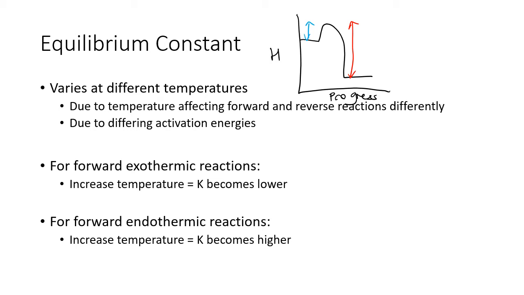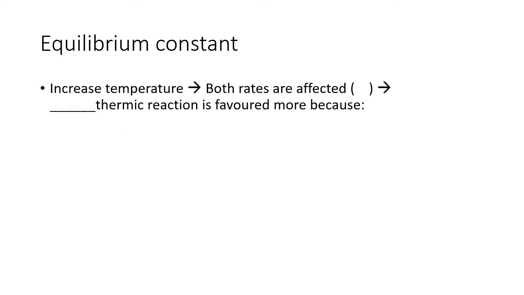K becomes lower, let's have a think about what that means. K becomes lower, are you going to have more reactants or more products? You're going to have more, what? Reactants. Okay, and here you're going to have more products. So you've got to remember what happens when K is a high value, more products; K a low value, more reactants. Okay, so let's go explore that a little bit more.